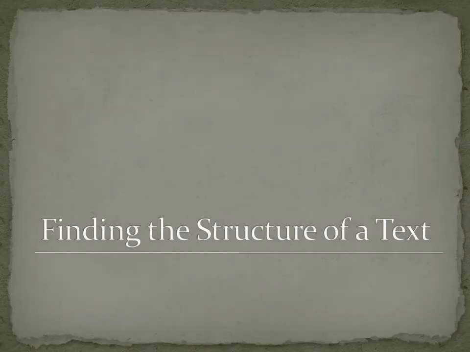The first thing you need to do when you're reading a text is find the structure of a text. As good writers yourself, you know that you plan how you're going to organize your writing. Often you have an outline. If you can figure out what the author's outline was for the text, you're going to go a long way towards comprehending the text well.